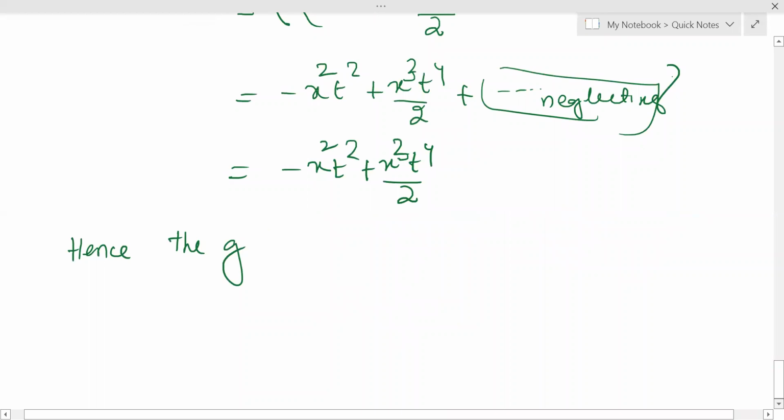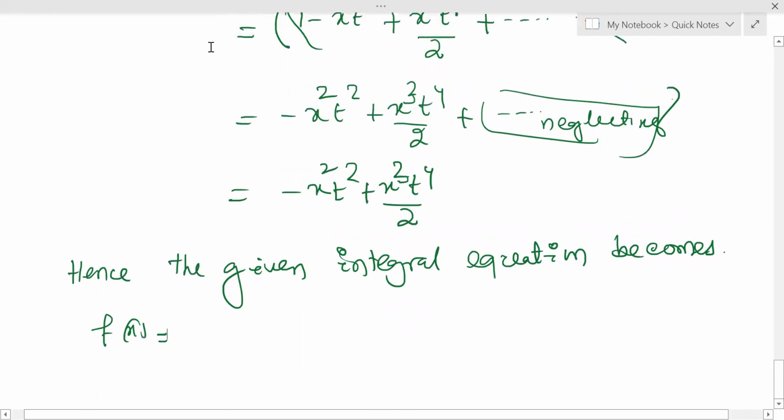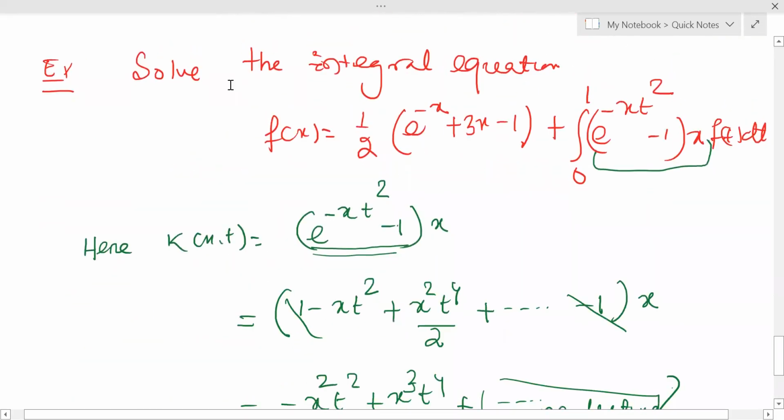Then the given integral equation becomes f(x), the value we already had given in the first equation, we write it here. This is the given integral equation. Just you can see this value.